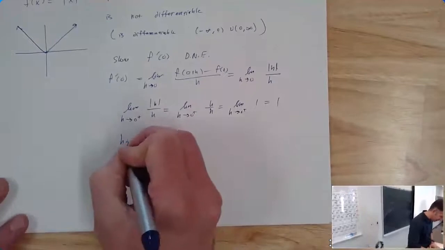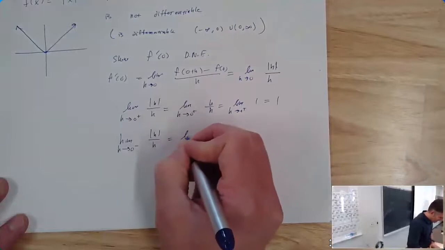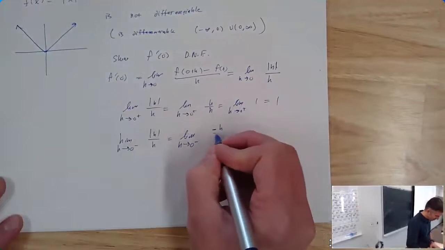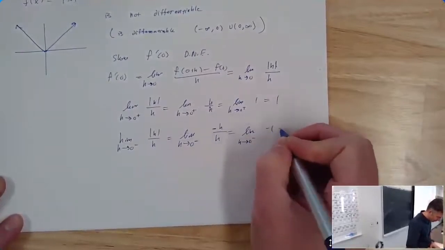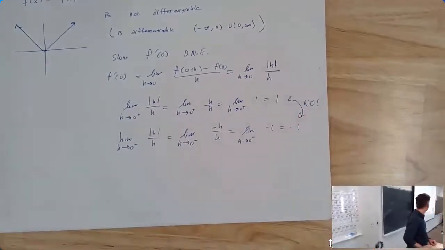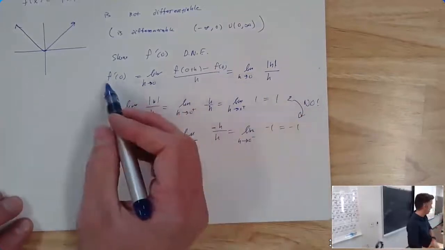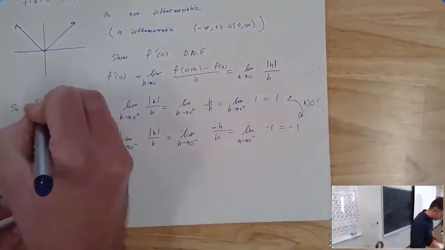Whereas the limit from the left of absolute value of h over h: if h is negative, because we're left of 0, then the absolute value of h is negative h. And negative h over h is negative 1, and the limit of negative 1 is negative 1. And those don't match. So we don't get the derivative existing at 0, because the limit definition of the derivative does not exist. If this limit doesn't exist, that means this derivative that is equal to that limit does not exist. So f prime of 0 does not exist.